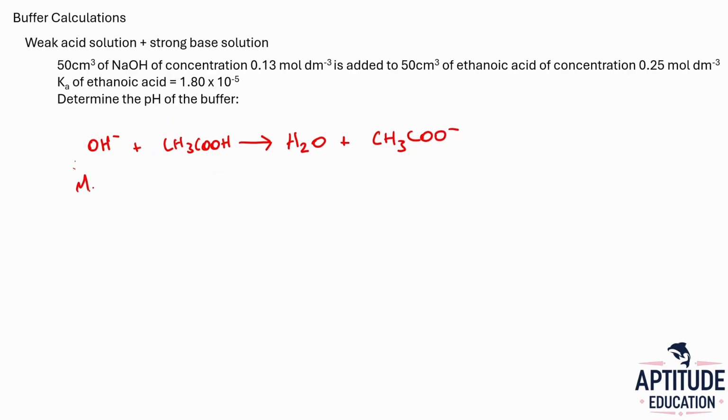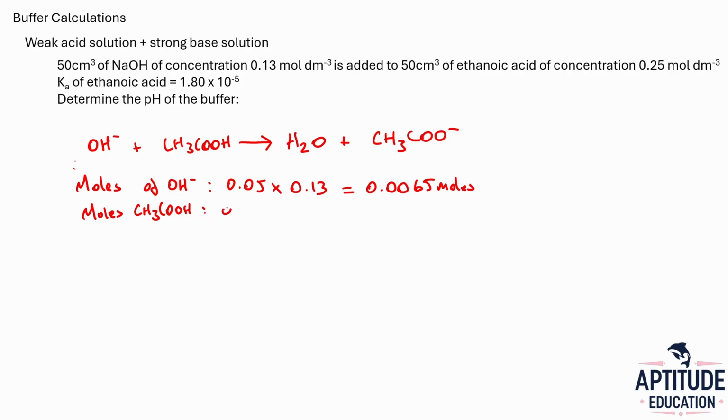So let's do that. Our moles of OH- is 0.05 decimeter cubed times 0.13 moles per decimeter cubed, which will give us 0.0065 moles. I know the moles of ethanoic acid next. It's going to be, once again, 0.05 decimeter cubed, because that's how much ethanoic acid there is, multiplied by the concentration of ethanoic acid, which is 0.25 moles per decimeter cubed, giving us 0.0125 moles. And I can see here that this hydroxide ion is going to get used up first. So our ethanoic acid will be the only reactant remaining.